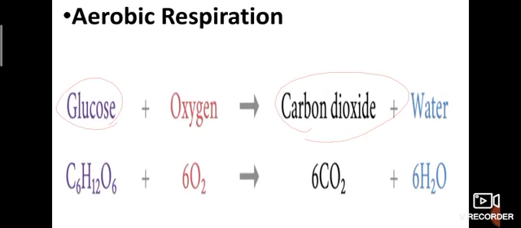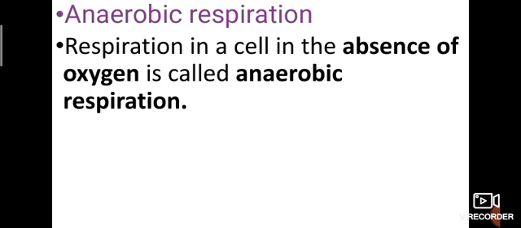Can you understand? Next one, anaerobic respiration. What is anaerobic? This is the opposite of aerobic. During aerobic respiration, oxygen is needed. In anaerobic respiration, respiration in a cell in the absence of oxygen is called anaerobic respiration, which means no need of oxygen. That is the main thing.